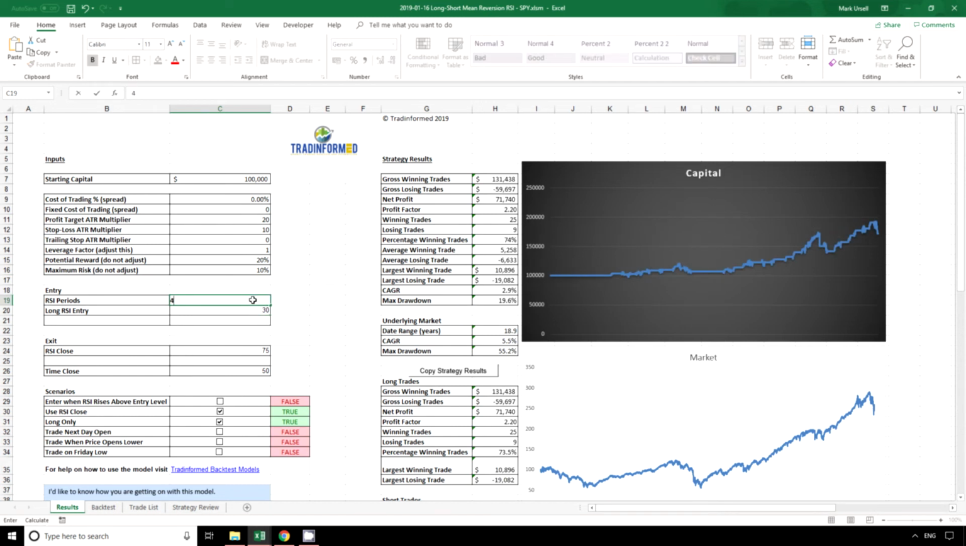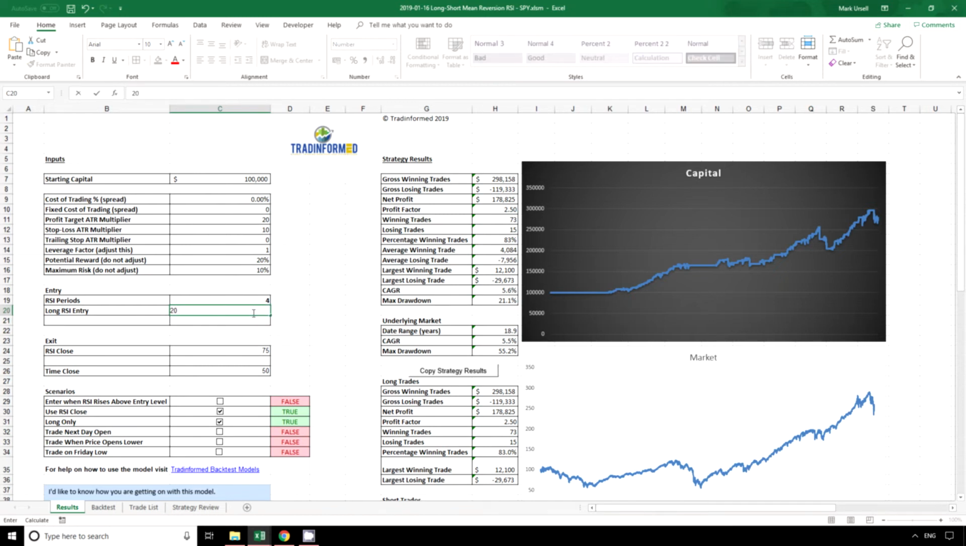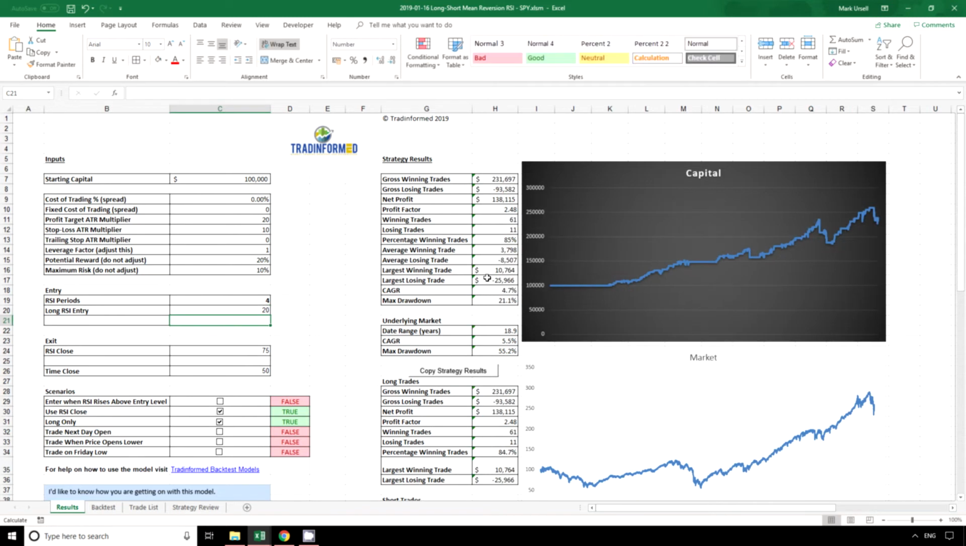The next thing we can do is we can change our RSI entry. So we're being stricter here, and as a consequence, we're not having as many trades. Smaller number of trades, but a generally higher winning percentage.